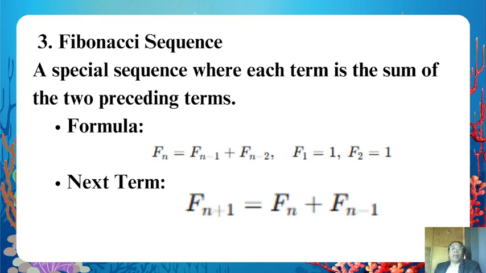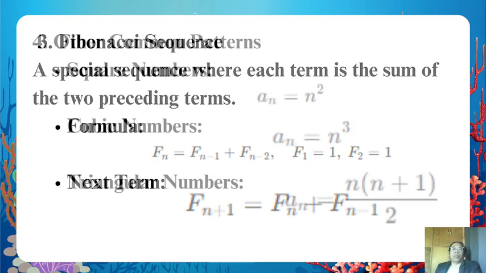Number 3, Fibonacci sequence, a special sequence where each term is the sum of the two preceding terms. Formula is Fn is equal to F sub n minus 1 plus F sub n minus 2, where F1 is 1 and F2 is 1. So the next term, F sub n plus 1 is equal to Fn plus F sub n minus 1.